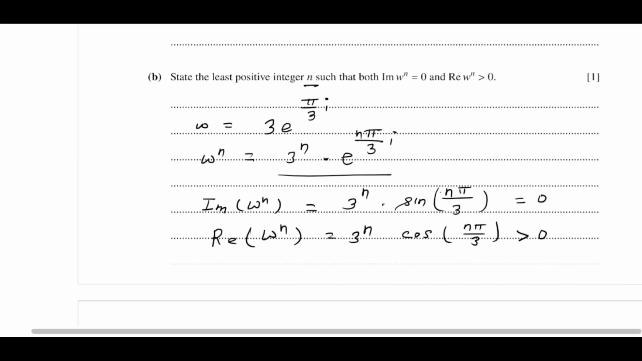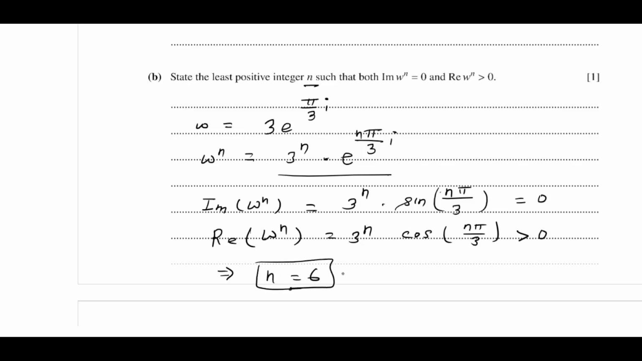So this implies that n equals 6. If I take n equal to 6, this will become sin 2π, which is 0, and cos 2π, which is 1. So 3^n into 1 is 3^n, a positive value. So the least positive integer n is equal to 6.